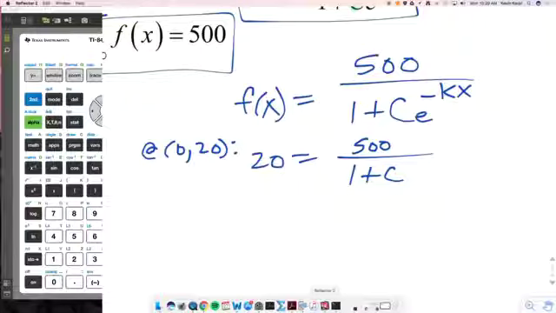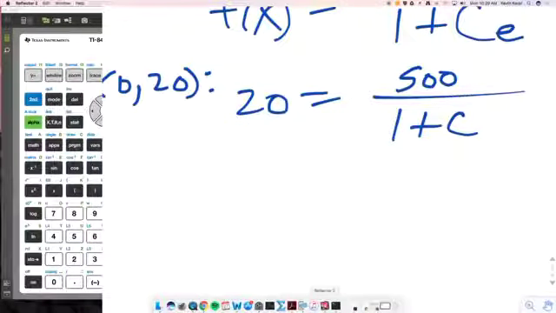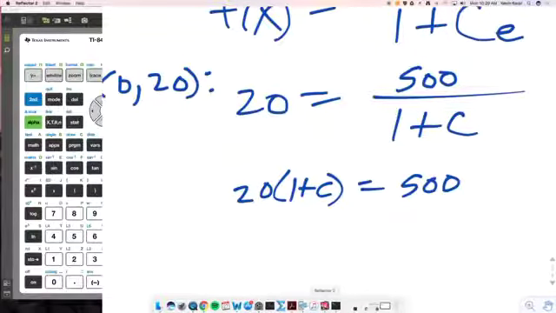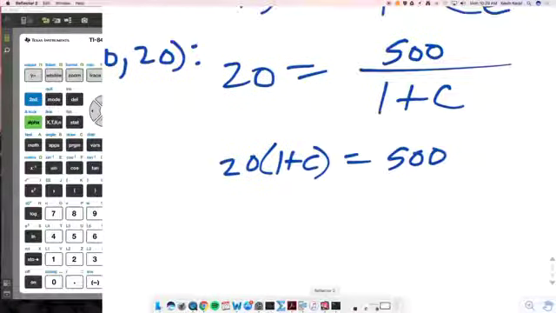And now I just got to solve it for c. So here's a real quick way to do it. Multiply both sides by 1 plus c. It divides out on the right, and you get 20 times 1 plus c on the left. Now, instead of distributing the 20, which you certainly could do, go ahead and divide both sides now by 20.